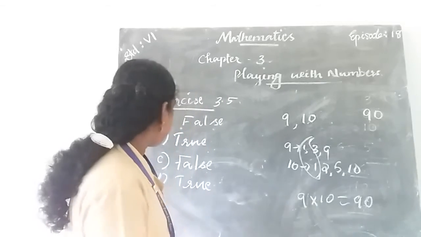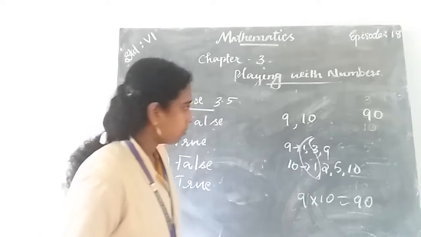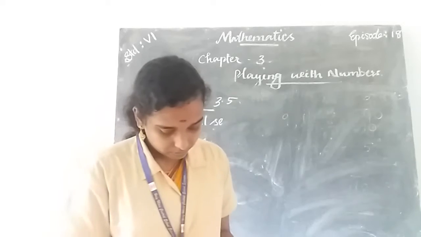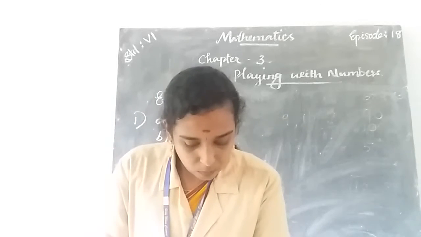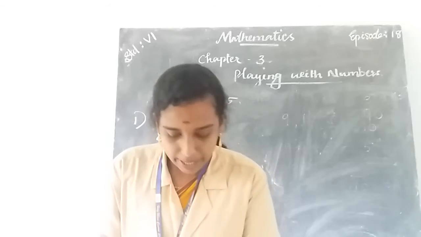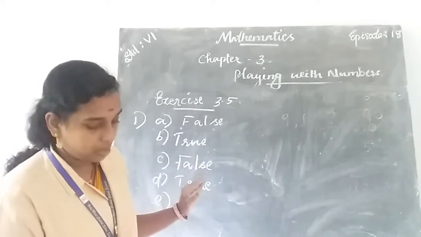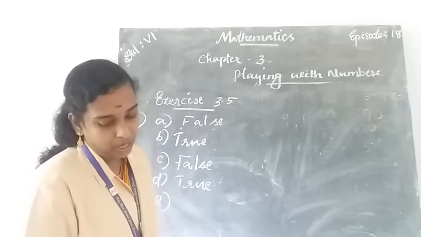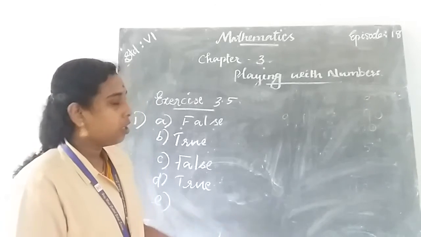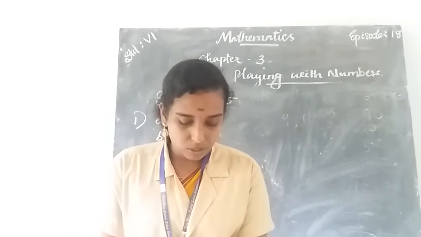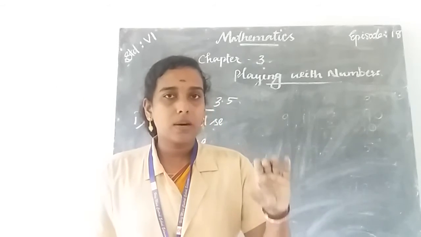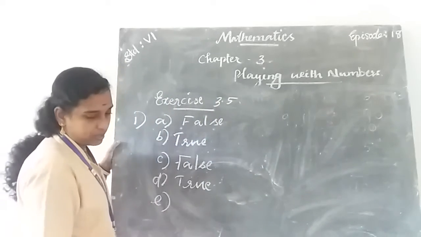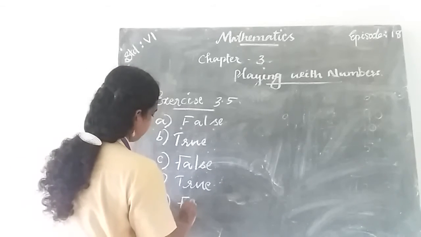Then statement E. If two numbers are co-primes, at least one of them must be prime. Is it true or false? It is false. If we take 15 and 12, they are co-prime numbers, but they are not prime numbers; these are composite numbers. So this statement is false.